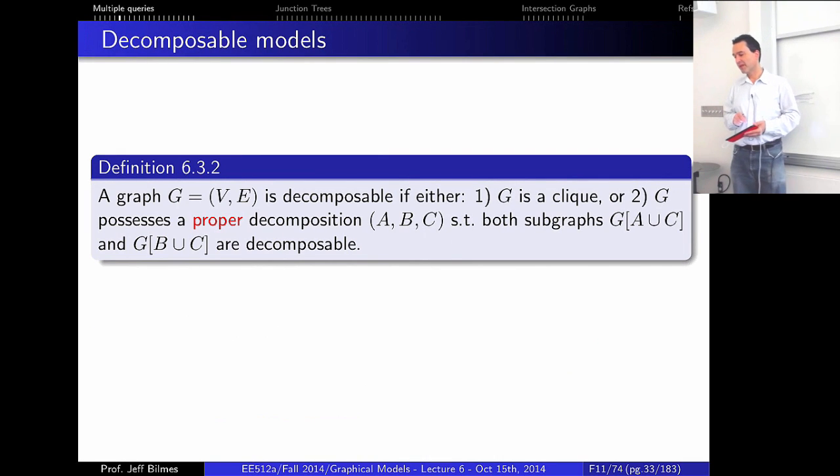So the next definition we have is this notion of a decomposable model. Yeah, question.